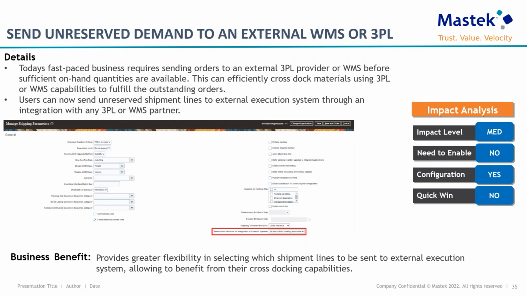The screenshot here shows a configuration that is required to use this feature. In manage shipping parameters, the user needs to set the value of reservation behavior for integration to an external system as all lines without creating the reservations. This configuration will send all the lines to the external system through the generate shipment request process, and any reservations created prior to the request will be retained.